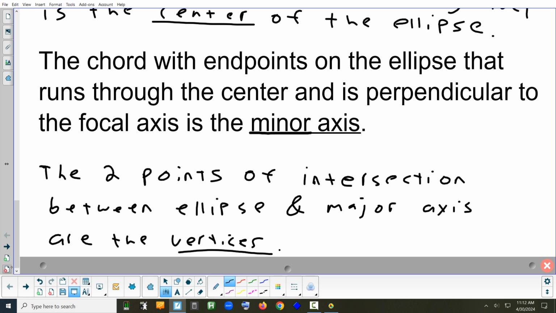And I think that's most of the important vocabulary around ellipses. So foci, vertices, focal axis, which I don't refer to a lot. Major and minor axis, I refer to those a lot. Center.